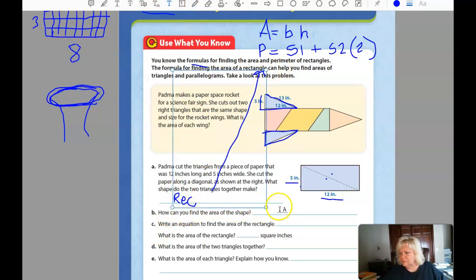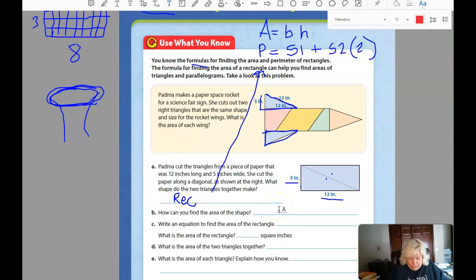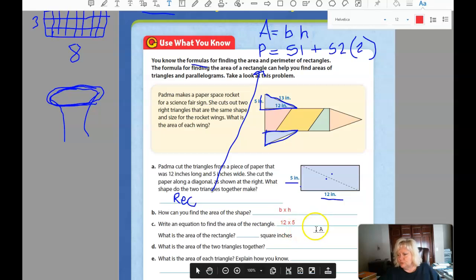So down here it says, how can you find the area of a shape? We would do base times height. Write an equation to find the area of the rectangle. Our base is 12, so I would write 12 times, and our height is 5, so 12 times 5 equals, and I know that equals 60. So what is the area of the rectangle?